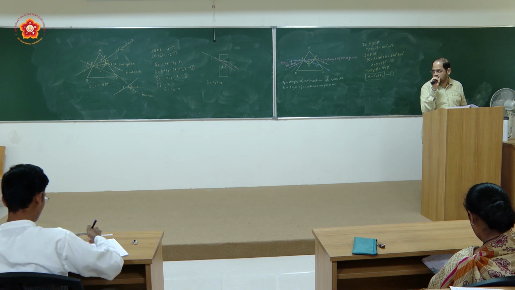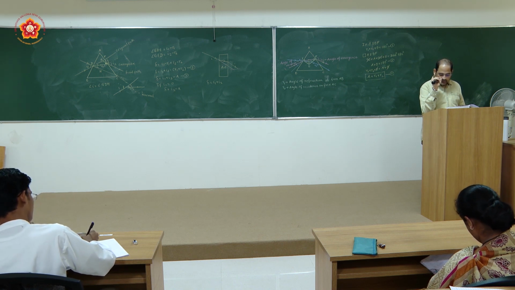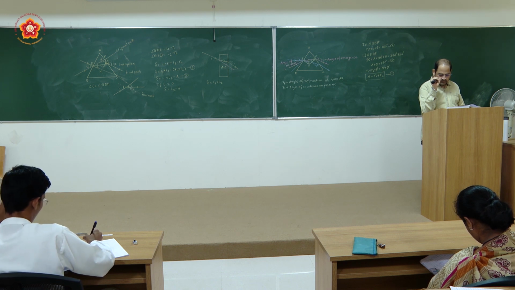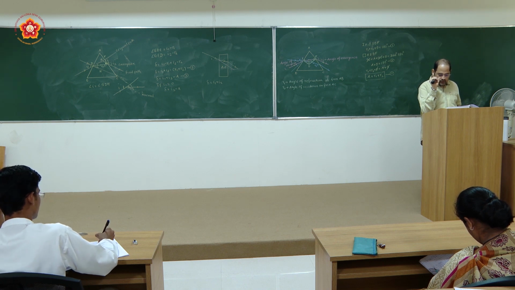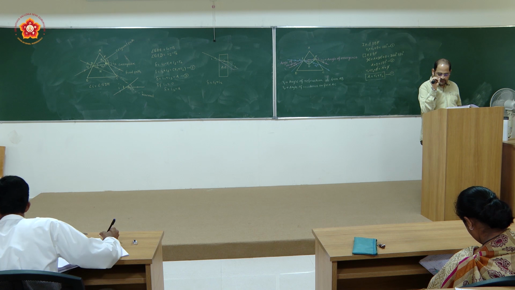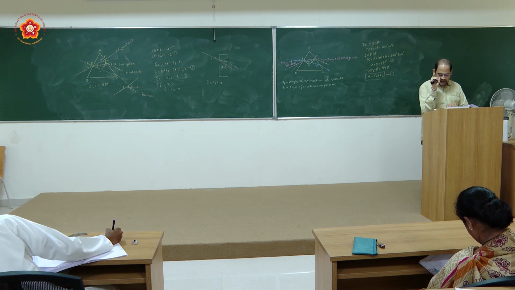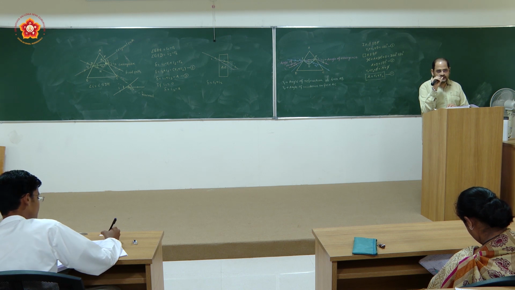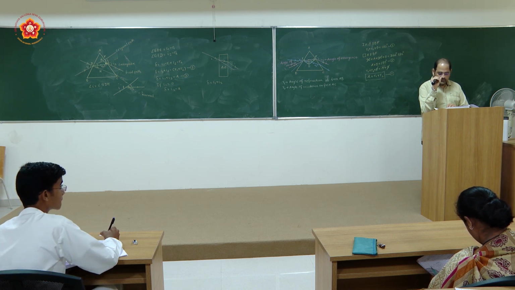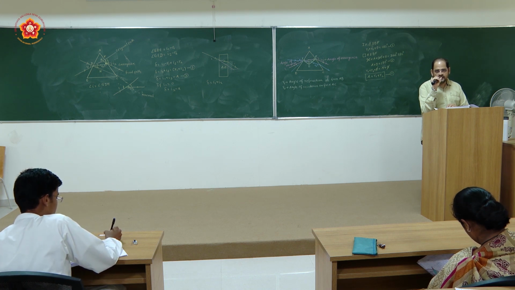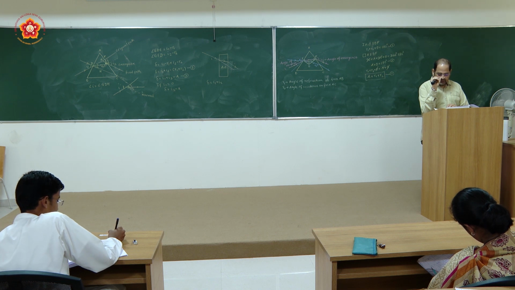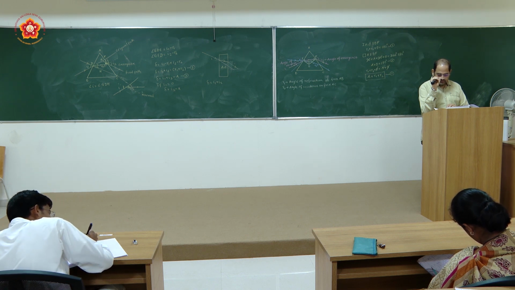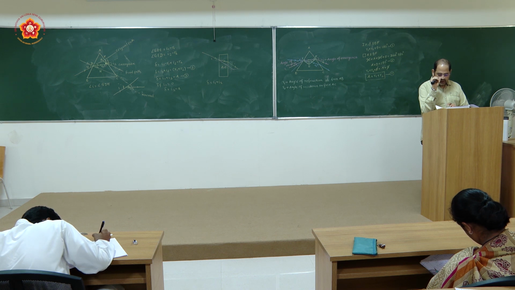If mu of the material of the prism is equal to that of the surrounding, no refraction at its faces will take place, and light will pass through it undeviated.